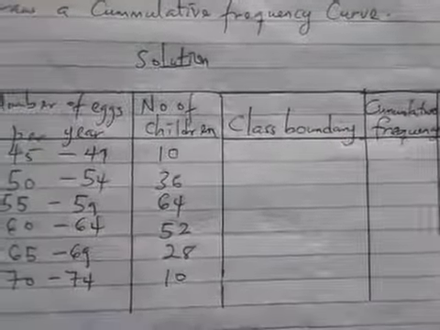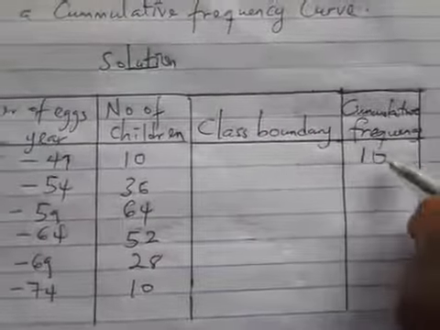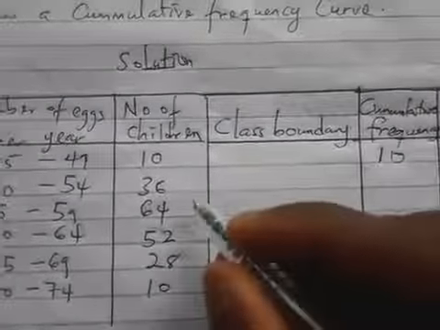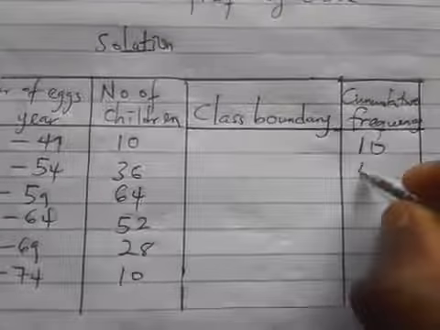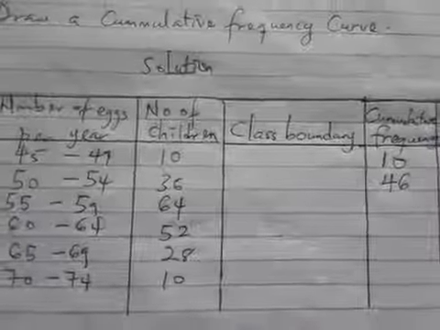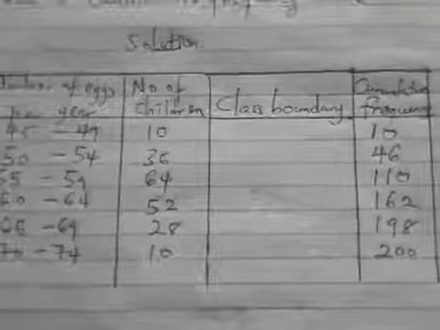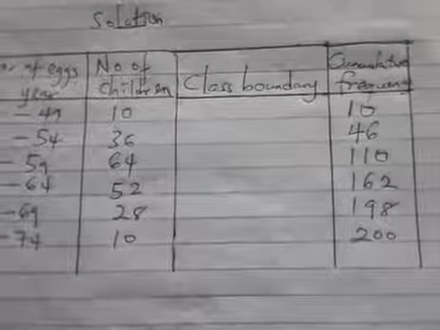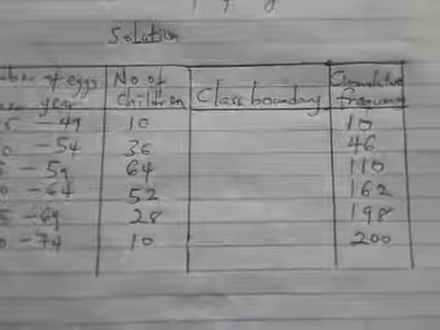What's the meaning of cumulative frequency? The addition of all frequencies. So the first one, I'm having 10. I'm talking about cumulative frequency now. 10 plus 36, you get the next one. That's 46. 46 plus 64. You add until you get the last one. So you can see I have added all my cumulative frequencies one by one. 10 plus 36, 46 plus 64, 110 plus this, plus that. That's how to get your cumulative frequency.